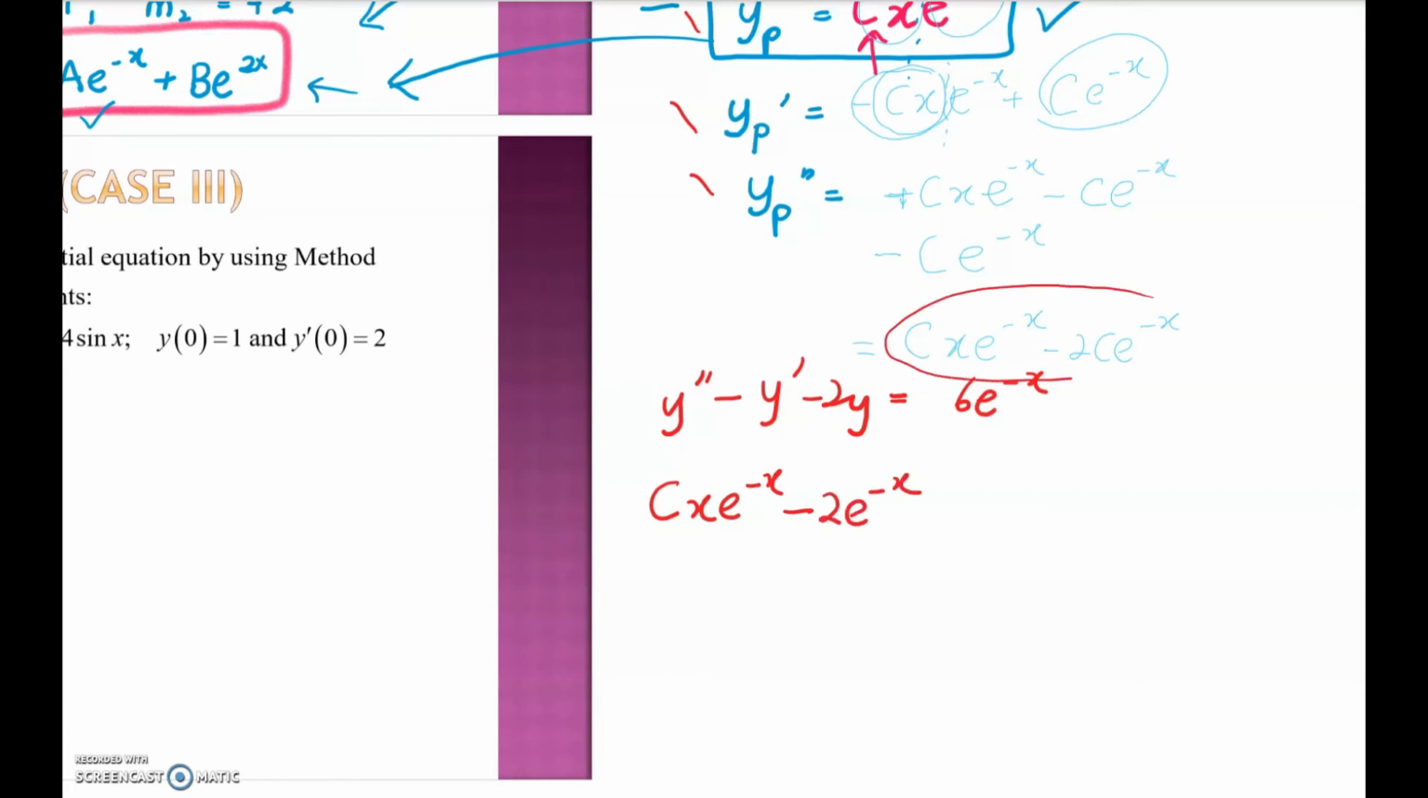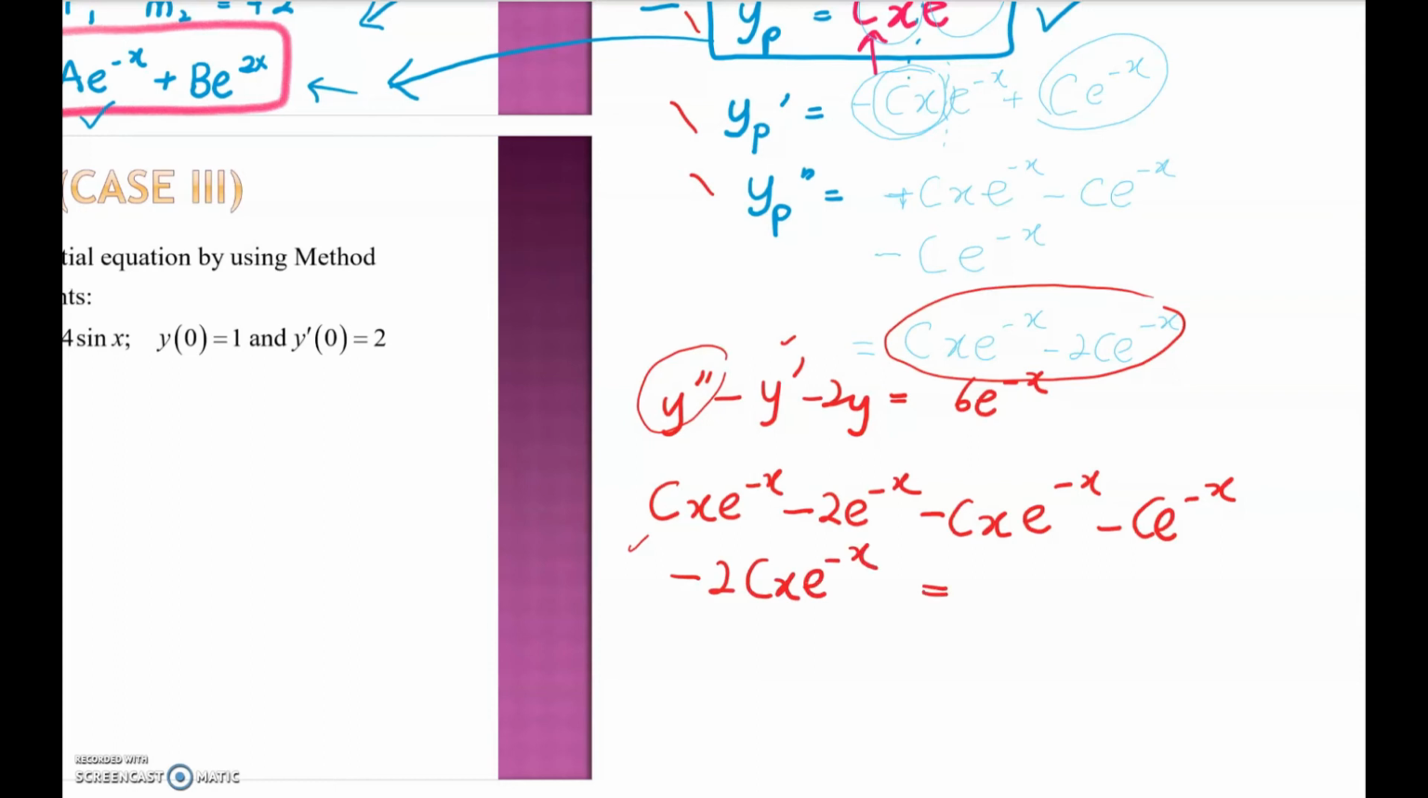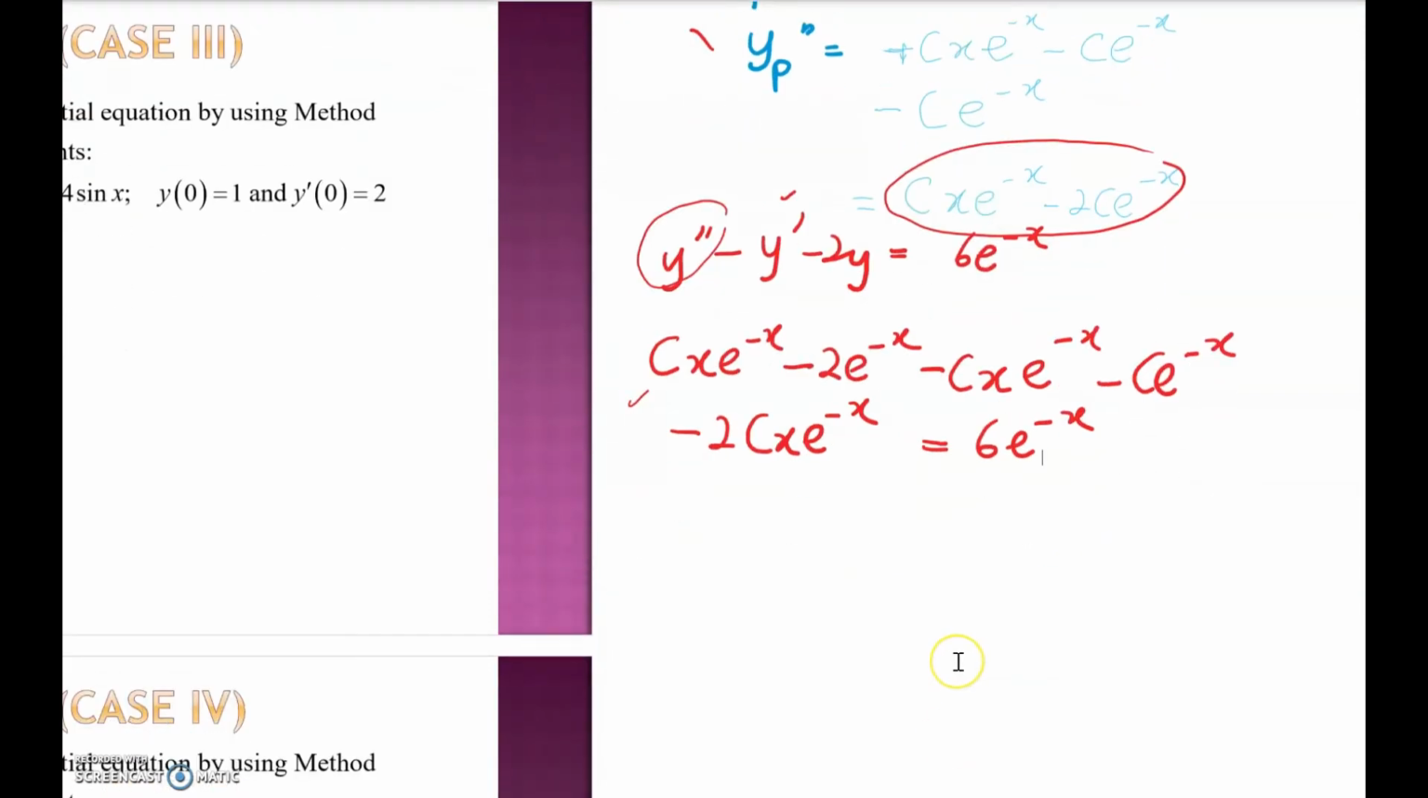Okay, this one is y double prime, so substitute, so we get this one. So minus y prime is this one, so minus is positive, Cx e negative x minus C e negative x, and then minus 2y, right? So minus 2Cx e negative x equals to 6e negative x. Let's try to simplify whatever term that we have.